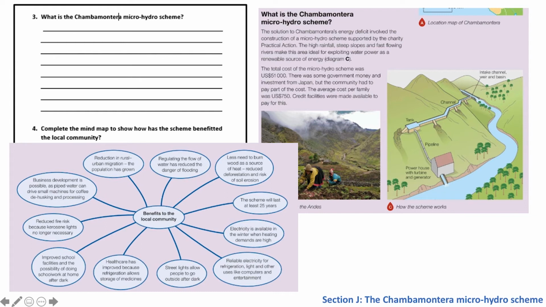Healthcare has improved because refrigeration allows storage of medicines. There are better school facilities and the possibility of doing schoolwork at home after dark, which means that things even as simple as literacy rates increase as a result of this small scheme. There's reduced risk of fire because they're not using kerosene in lamps anymore, or as much. They are using their electricity, so there's less chance of fire in the home.